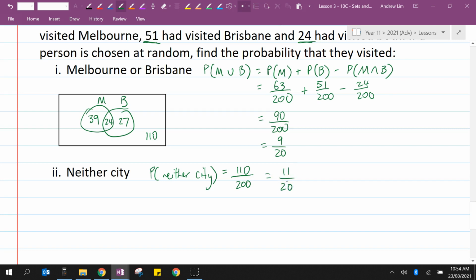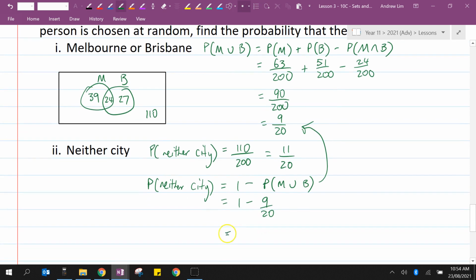Now that's one way of doing it. The other way is to use the complement rule, that the probability that they visited neither city is equal to 1 minus the probability that they visited either one of them, Melbourne or Brisbane. So that's 1 minus, well, we've already worked out Melbourne or Brisbane, which is 9 out of 20. And that's how we get 11 out of 20. So this is an alternate way of working it out.